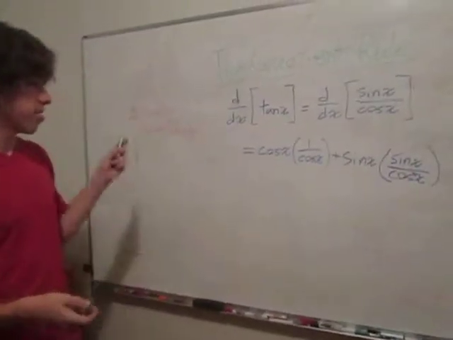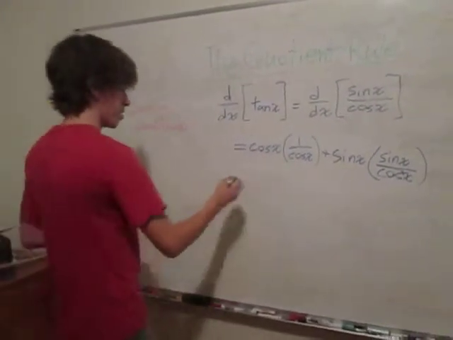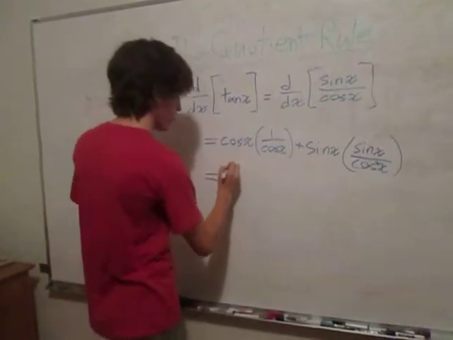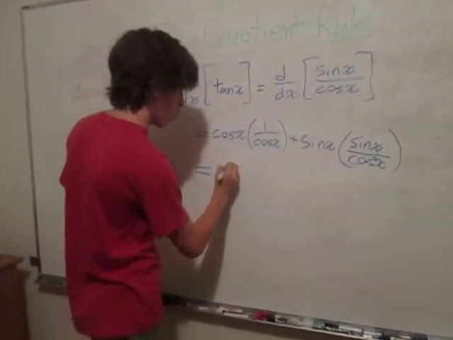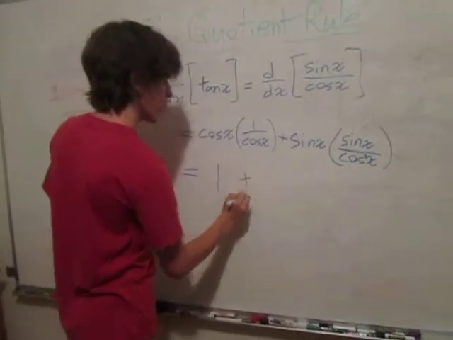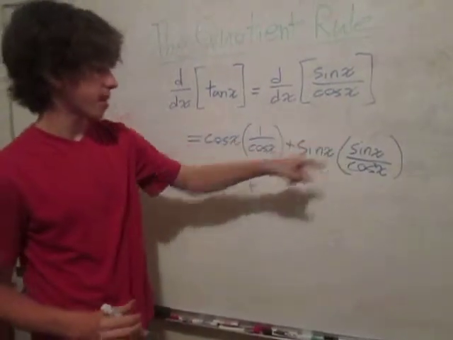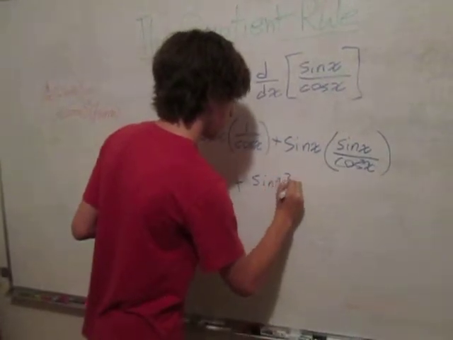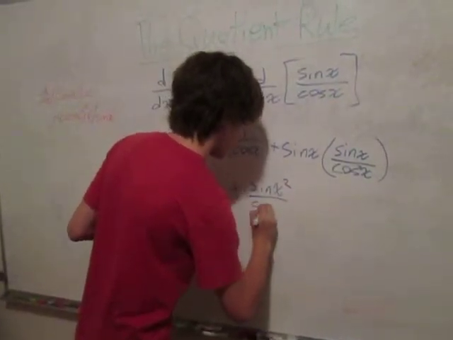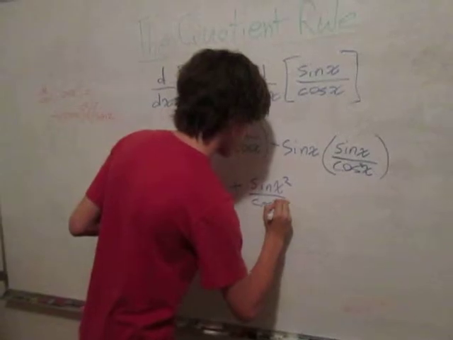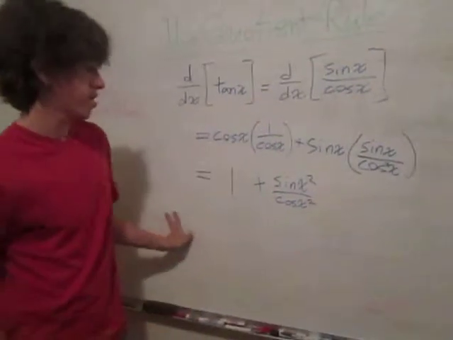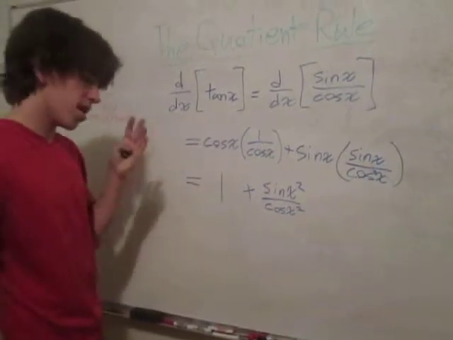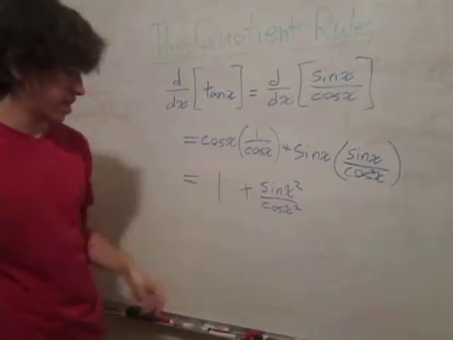Alright, what does that give us? This gives us the cosine of x over the cosine of x, which is just 1, plus sine of x squared over the cosine of x squared. And you could put the squared between the sine and the x and the cosine and the x, but it's really more intuitive to think of it this way.